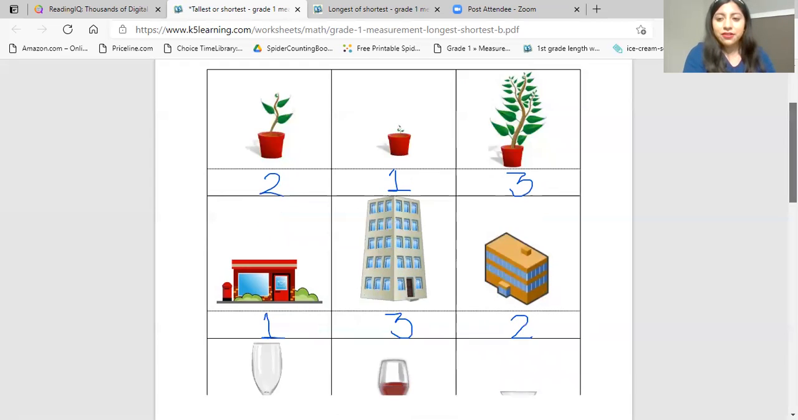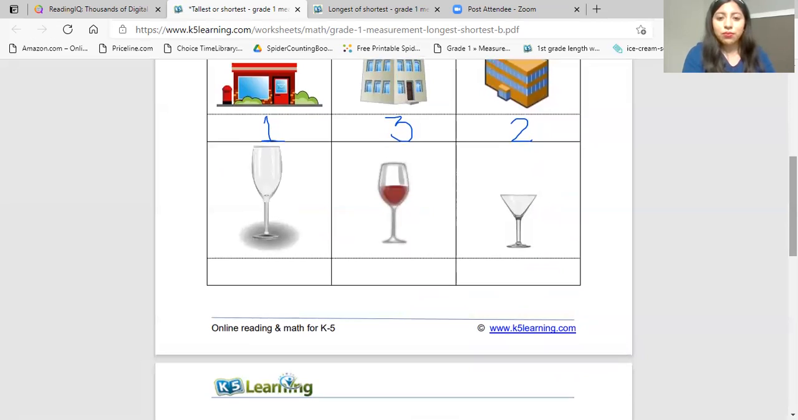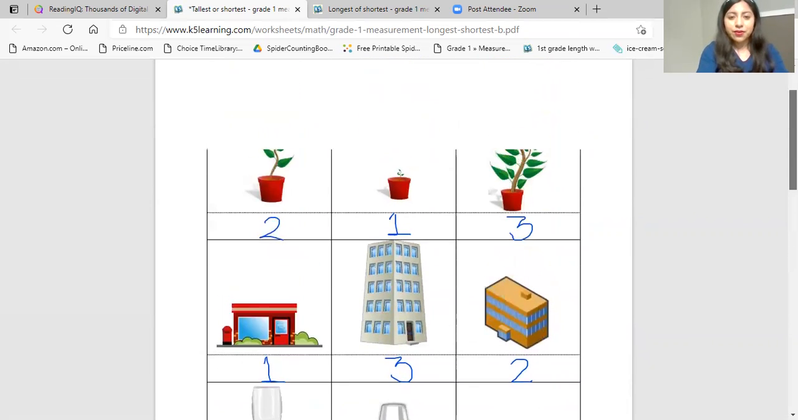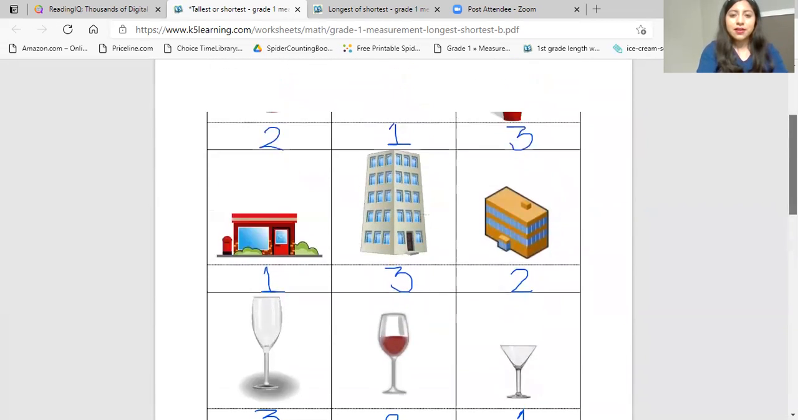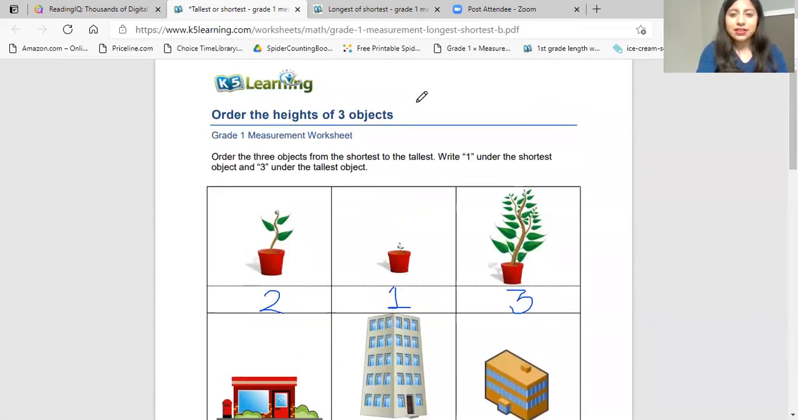And if I go down, using my eyes, I can see that this one is the shortest one. So I'm going to write a number 1 there. And I can see that this is number 2. And the tallest, using my eyes, I can see that this one is the tallest. So we're going to be putting them in order, all right? Just like this, from 1 to 3, from shortest to tallest.